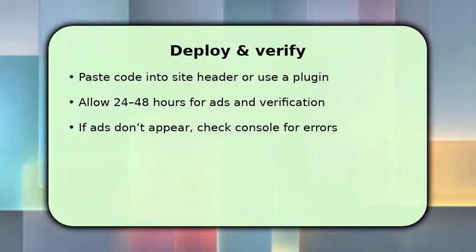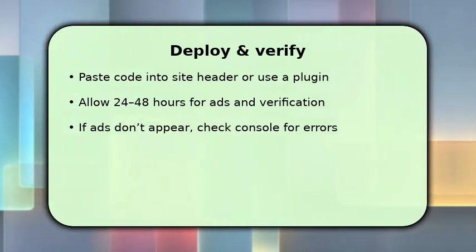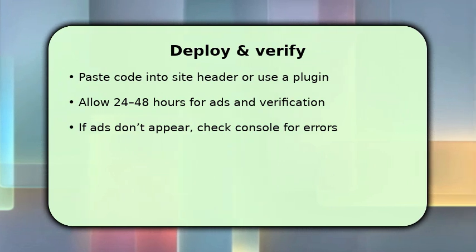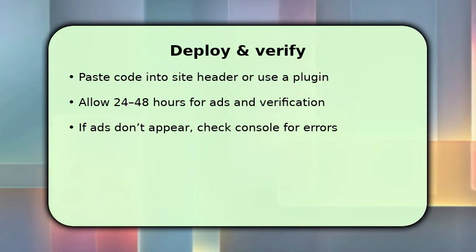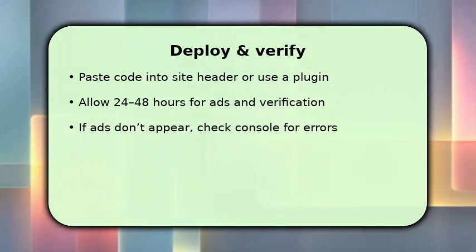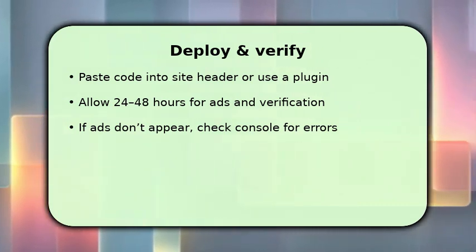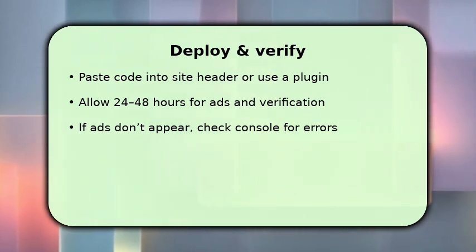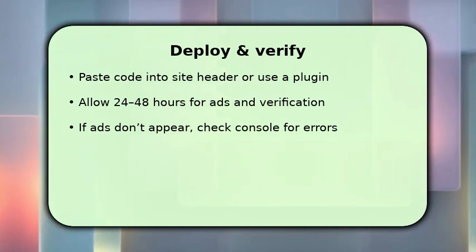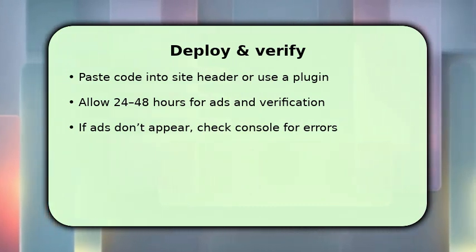Once approved, ads typically show within 24 to 48 hours. Monitor the AdSense dashboard for status and earnings. If nothing appears, review common issues: incorrect placement, JavaScript conflicts, or ad blockers. One troubleshooting tip: open an incognito window with extensions disabled, view your site, and check the browser console for script errors to pinpoint the problem.